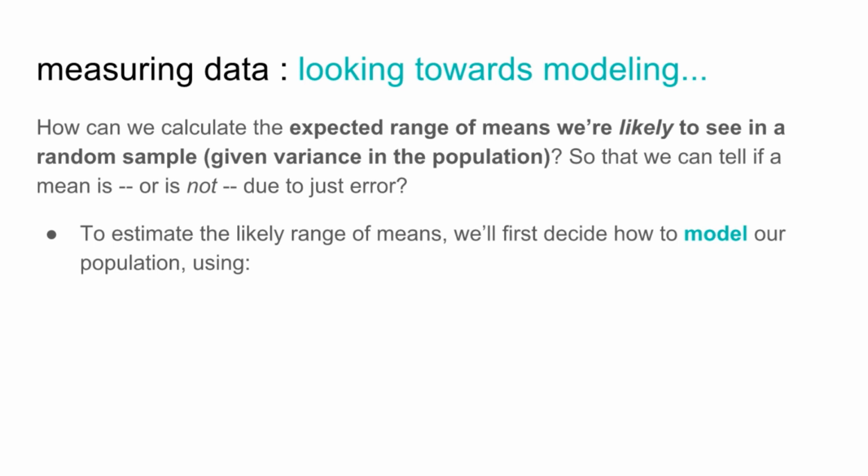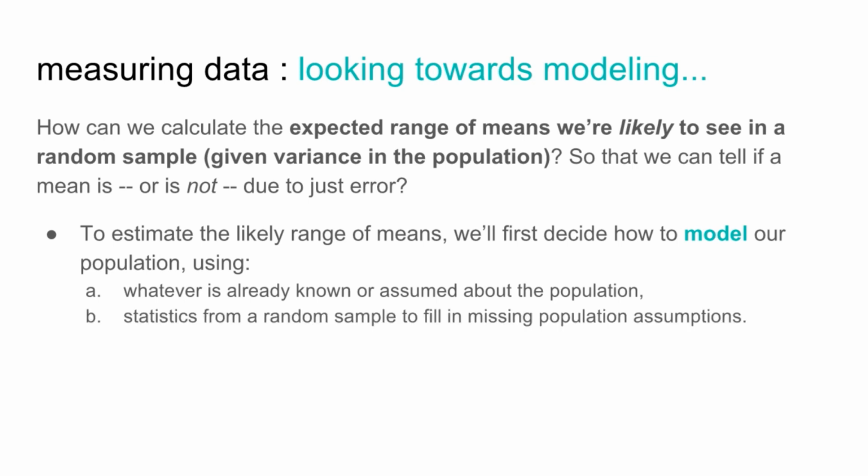At this point, we turn from measuring data towards making more data modeling decisions. Just like we had to decide which average we should use to model the central tendency of Sasquatch heights, we'll now decide how to model the population as a whole. We'll use A, whatever is already known or assumed about the population, plus B, stats gained from our random sample, which we'll use to fill in any missing population assumptions. So what model should we use to model the heights of Sasquatches? Check out part 2 to see.